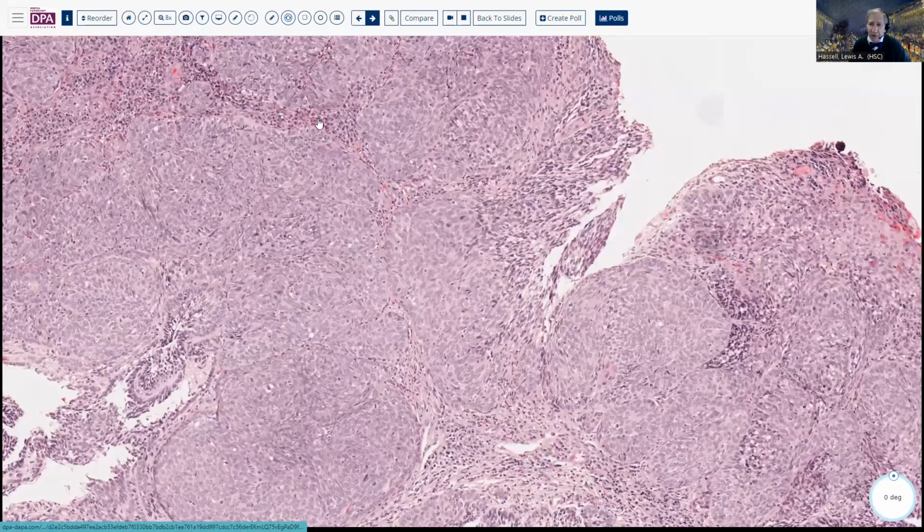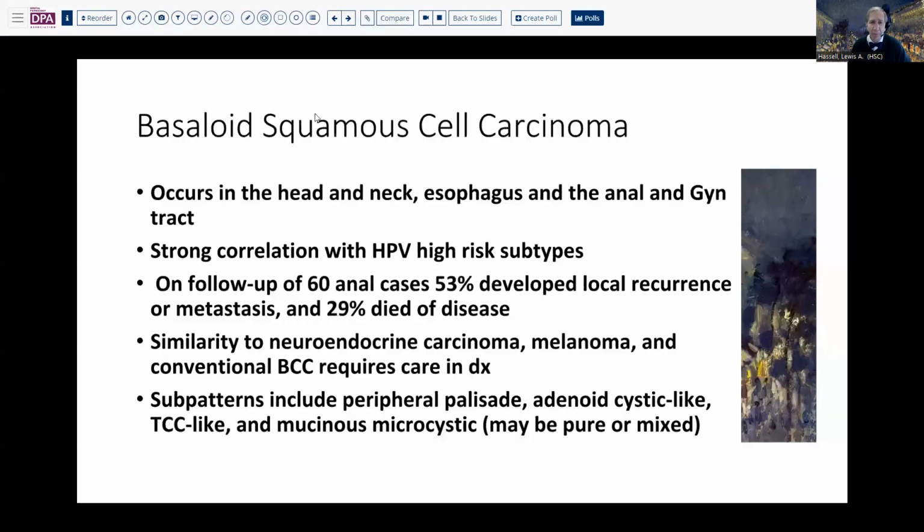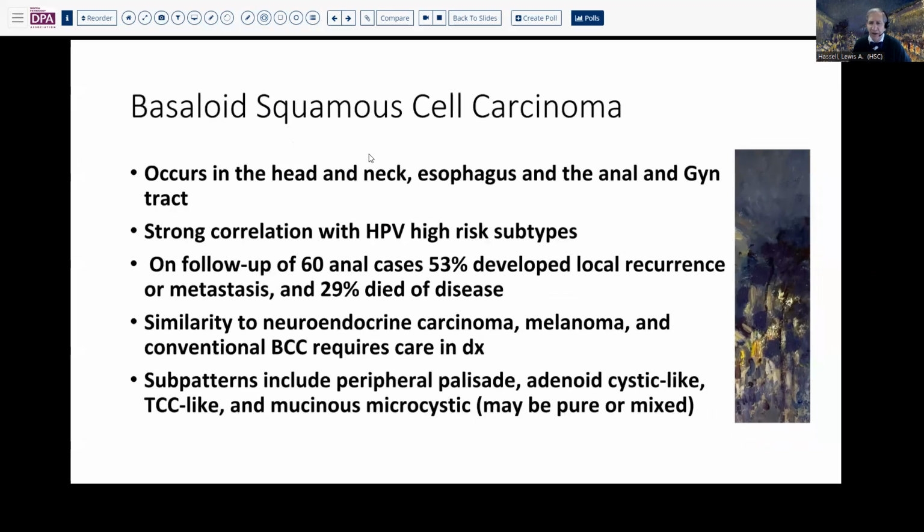So we made the diagnosis based on the morphology and positive P16 stain that this was a basaloid squamous carcinoma. And this tumor, while occurring in the anal region, certainly is not the most frequent lesion here, nor is it the only area where this tumor can occur. We can see this in the head and neck region, in the esophagus, as well as in the GYN tract, in the cervix, and other areas. This does have a strong correlation with the high-risk HPV subtypes.